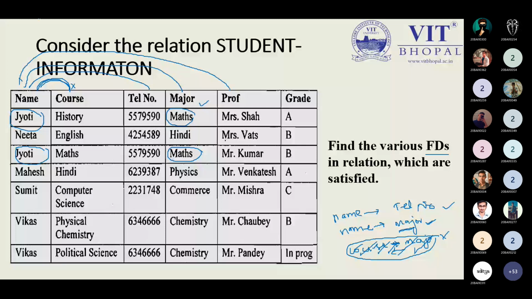Someone chooses the major as chemistry, physical chemistry, and at the same time has opted for political science. So that is the point. That's why we can say the relationship between major and name will be 100%. That's why I have written it here. Now it is clear. Yes, the relation will be there, but sir, I think major should be the determinant.